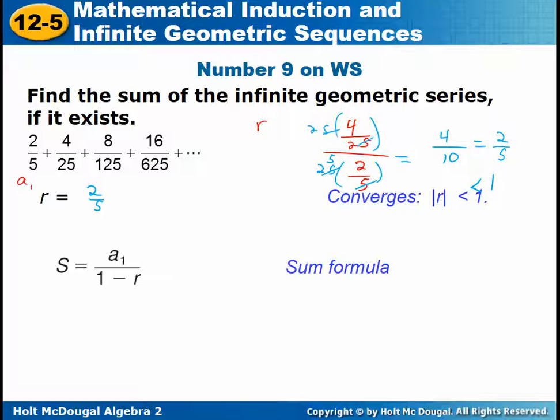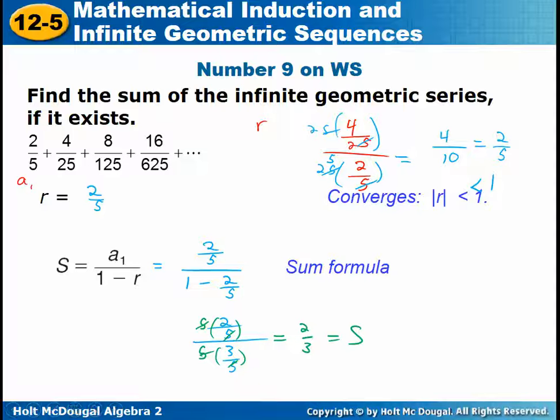And the formula is a sub 1, which is 2/5, divided by 1 minus 2/5. Well, let's simplify this. 2/5 is going to stay on top, or you could change that to 0.4, but 1 is the same as 5/5. 5/5 minus 2/5 is 3/5. And now I'm going to multiply top and bottom by the common denominator of 5, and I will get 2/3. So the sum is equal to 2/3.